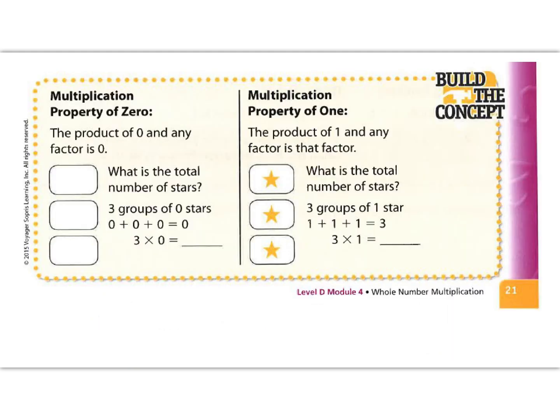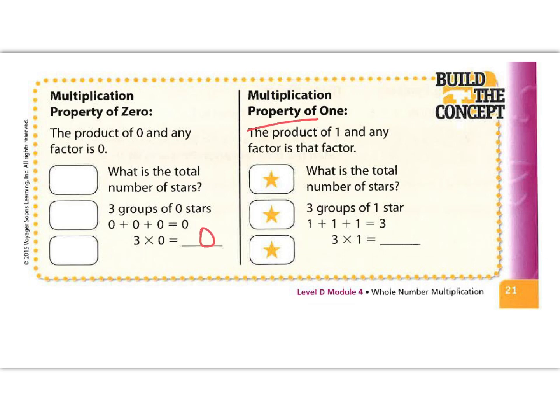So here's the description again. In words, we have the multiplication property of 0: the product or answer of multiplication of 0 and any factor. So any number times 0 is 0. So what's the total number of stars? If we have 3 groups of 0, 0 plus 0 plus 0 equals 0, 3 times 0 is 0.